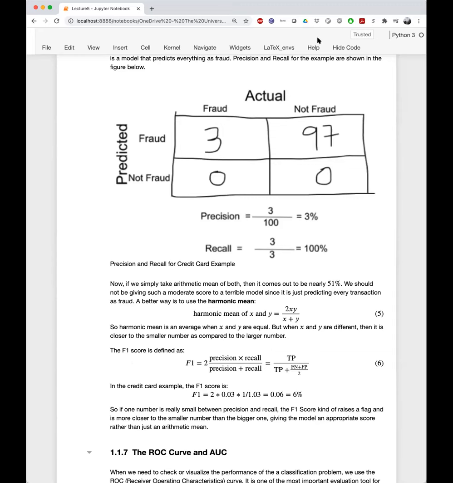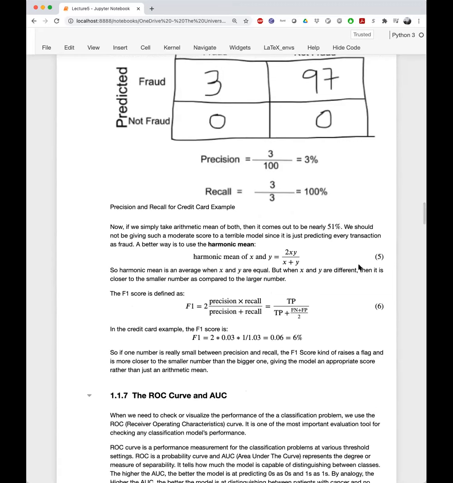Right? So F1 score makes sense. For example, if both are 60%, the F1 score will give you 60%. If one is really bad, it would give you a bad score. If both are high, it will give you a high score. So this makes sense. F1 score makes much more sense compared to the arithmetic mean, and we use the harmonic mean for precision and recall. We define F1. F1 is a score that combines both precision and recall.